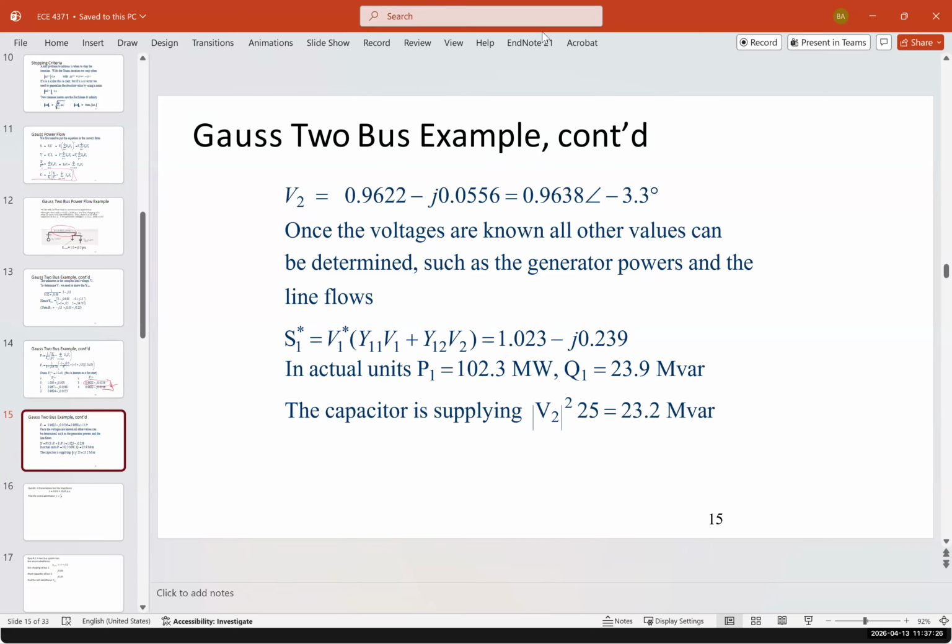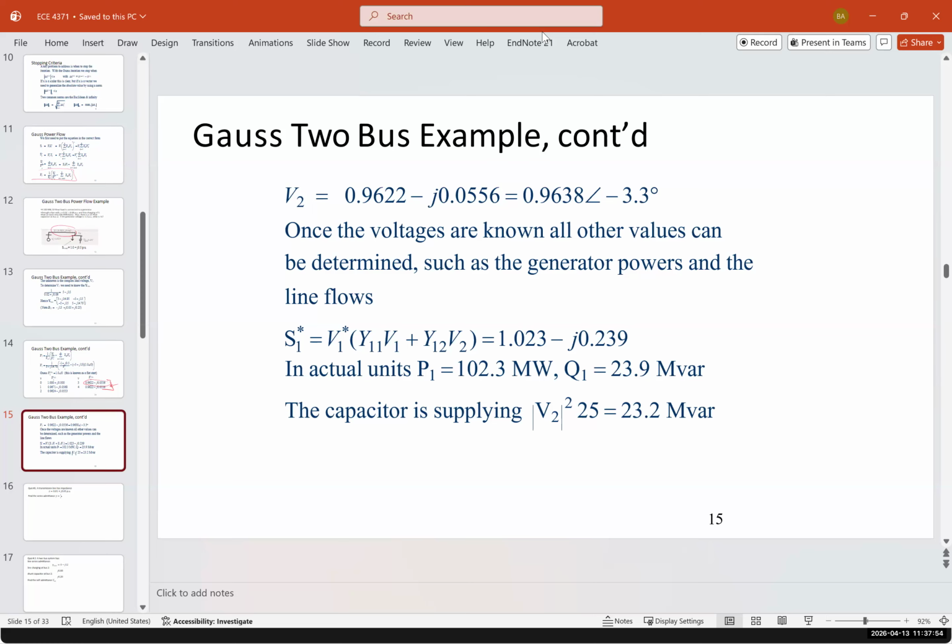For bus number 2, S2 conjugate would be V2 conjugate times Y22 V2 plus Y21 V1. Now, in actual units, P1 is going to be 102.3 megawatts, Q1 is going to be 23.9 megavolt-amperes reactive, and the capacitor is supplying 23.2 megavolt-amperes reactive power.